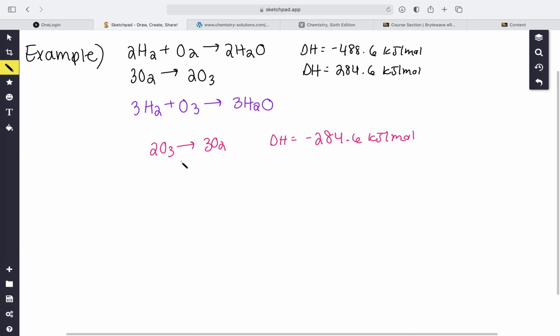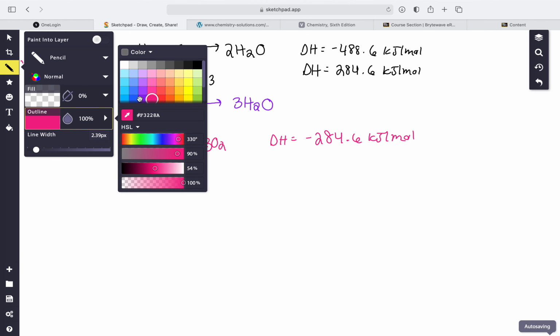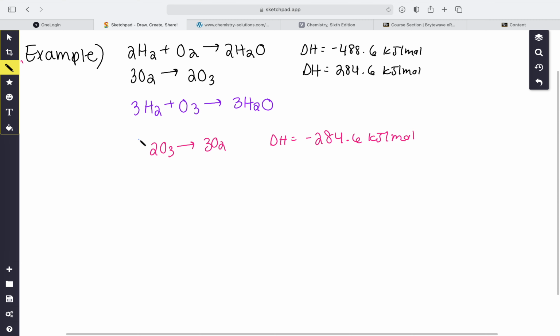Okay, and the next thing I want to do is see if I need to scale this. So in this equation, I only want one ozone, but in this equation, I'm given, did I even flip it? Yeah, I did flip it, okay. So in this equation, I want one ozone, and this one I want two. So what I'm going to do, I'll do this in a different color so that's not confusing. I'm going to multiply this whole thing by 1/2, which means I'm going to have to multiply this whole thing by 1/2, right?